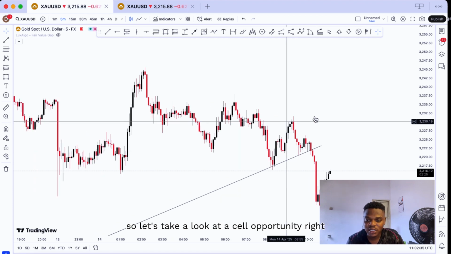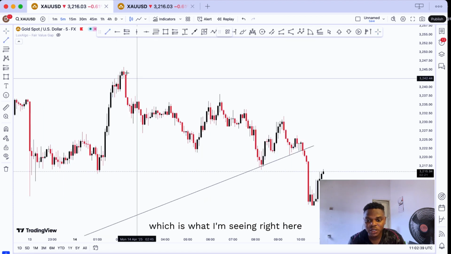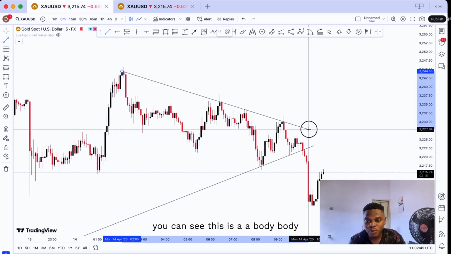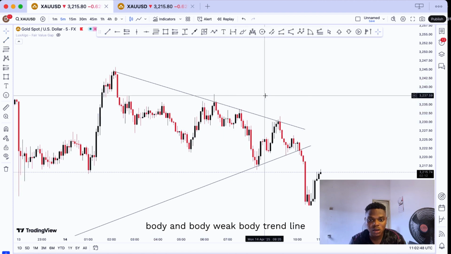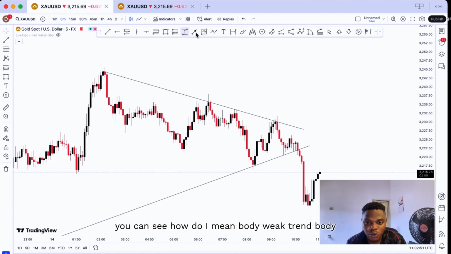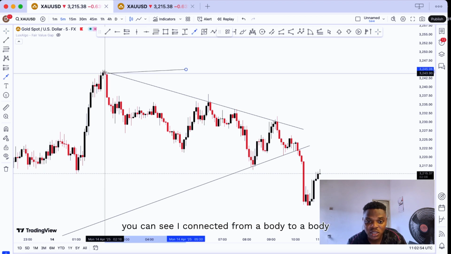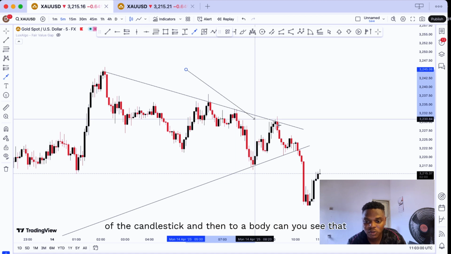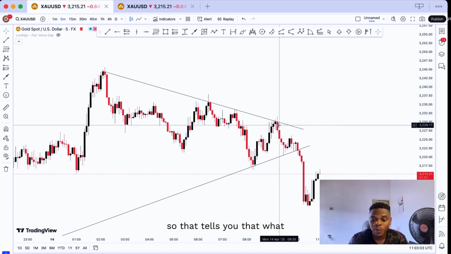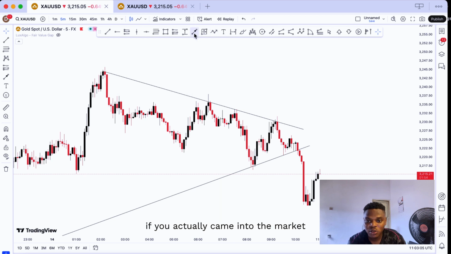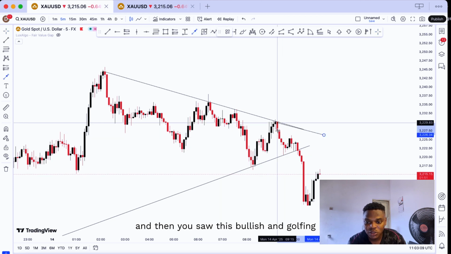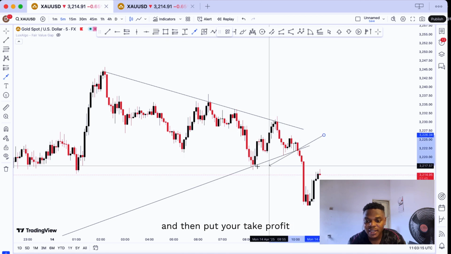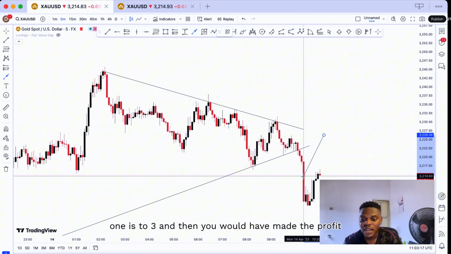So let's take a look at the sell opportunity, right, which is what I'm seeing right here. I can see a sell opportunity from this point to this point. You can see this is a body and body wick body trend line. How do I mean body wick body trend line? You can see I connected from a body to a body and then to a wick. You can see it is not touching the body of the candlestick, and then to a body. Can you see that? So if you actually came into the market and then you saw this bearish engulfing, you would have taken what? A sell immediately. Put your stop loss slightly above this high, and then put your take profit 1:2 or 1:3, and then you would have made the profit.